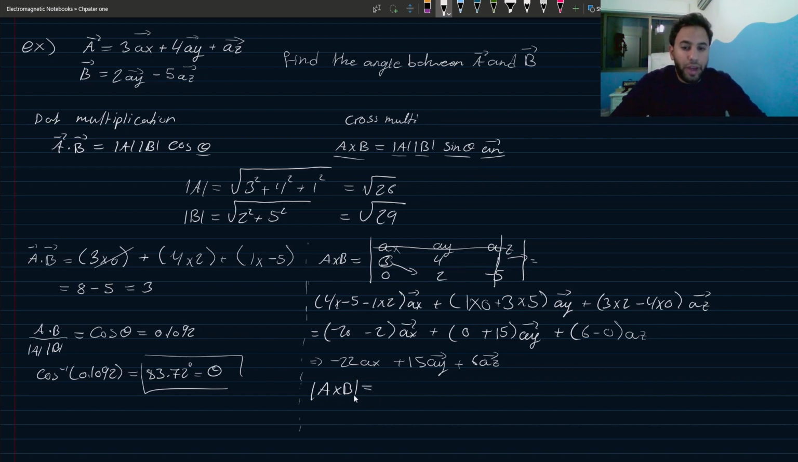The magnitude of A cross B is the square root of 22 squared plus 15 squared plus 6 squared. And this gives us the square root of 745.